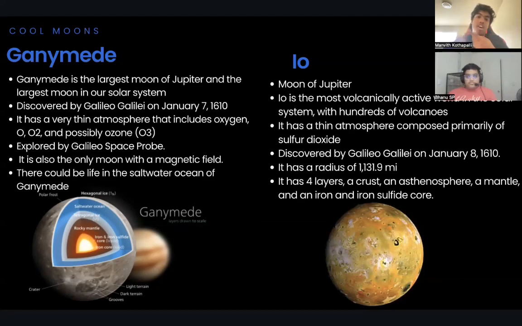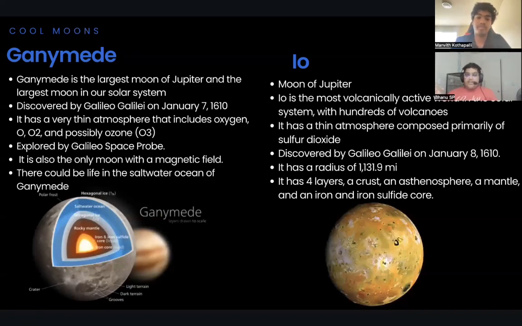It has 6 layers: a rocky crust, then hexagonal ice, then a saltwater ocean, then tetragonal ice, then a rocky mantle, and then a liquid iron and iron sulfide core, and then a solid iron core. There could be life in the saltwater ocean of Ganymede. Now, Bono will be talking about Io.